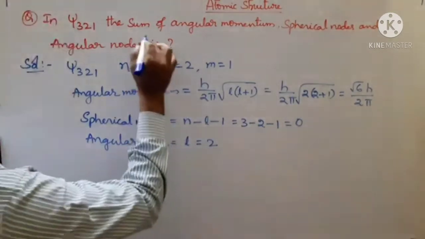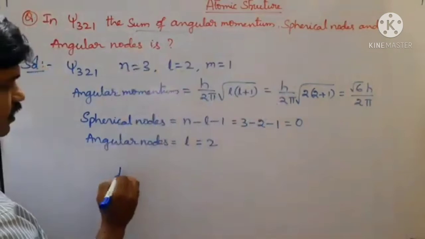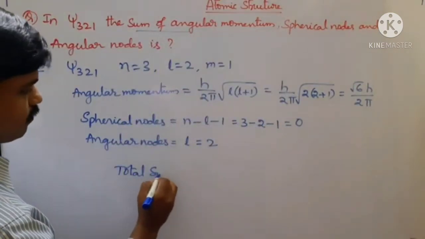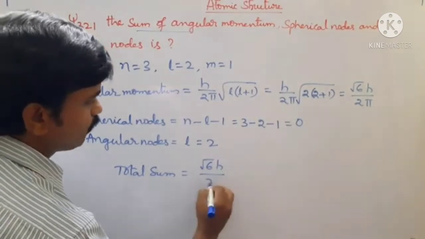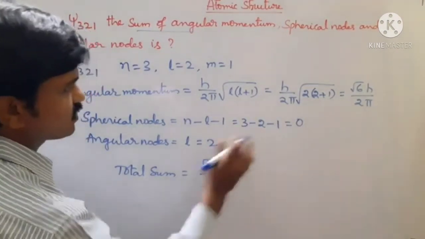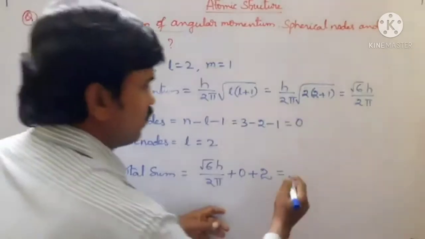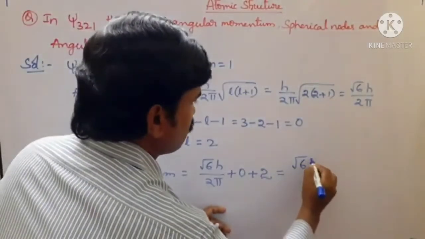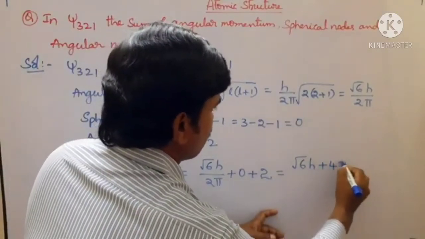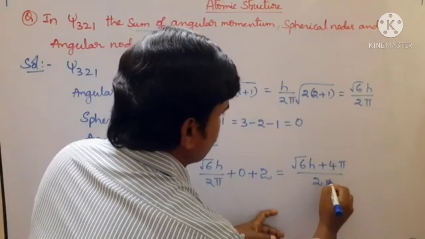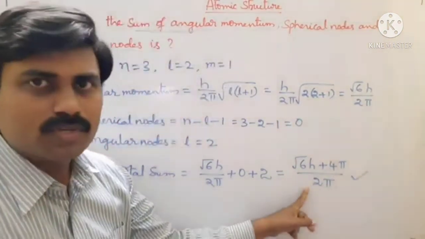Now look at the sum of angular momentum, spherical nodes and angular nodes. Look at the total sum is equal to root 6 into h by 2 pi plus 0 plus 2. It is equal to root 6 into h by 2 pi plus 2. So this is the answer for the given question.